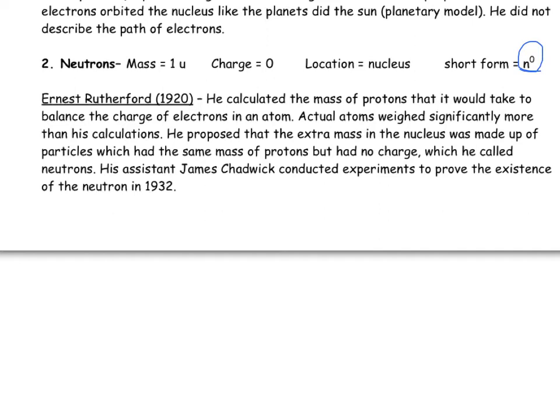So he proposed that there had to be another particle in the nucleus that accounted for this extra mass in real life, and it was made up of particles that had the same mass as protons, but had a neutral charge. So that's why he called them neutrons. Later on in 1932, one of Rutherford's grad students, James Chadwick, actually conducted experiments and physically proved the existence of neutrons.